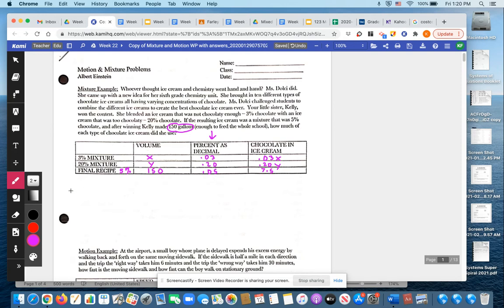Guys, this table here comes in handy because you are now looking at one equation and your second equation. It's organized in a way that you can write your system. One equation is x plus y is equal to 150. And the second one is right here, 0.03x plus 0.2y is equal to 7.5.